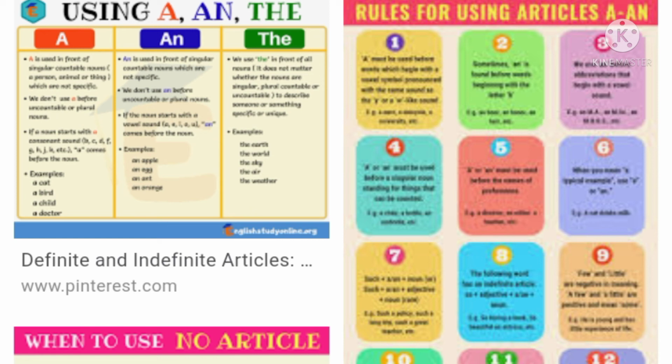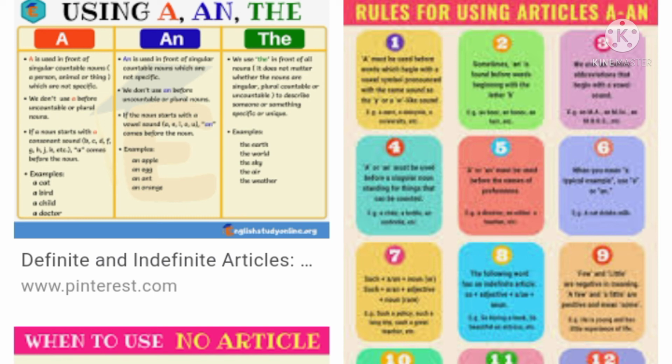So the first sentence I'm going to read out here. You should tell the police. You should tell dash police. So dear guys, in the dash before police, what article will you use? A, an, the, or no article? So I think it's better that we should write this sentence: You should tell the police. The police is the better one. So we will use the article before police, the.